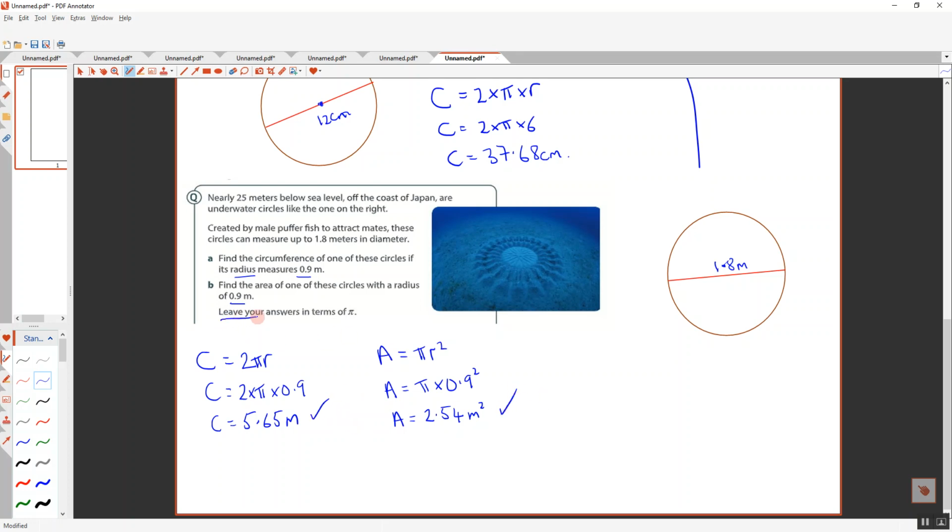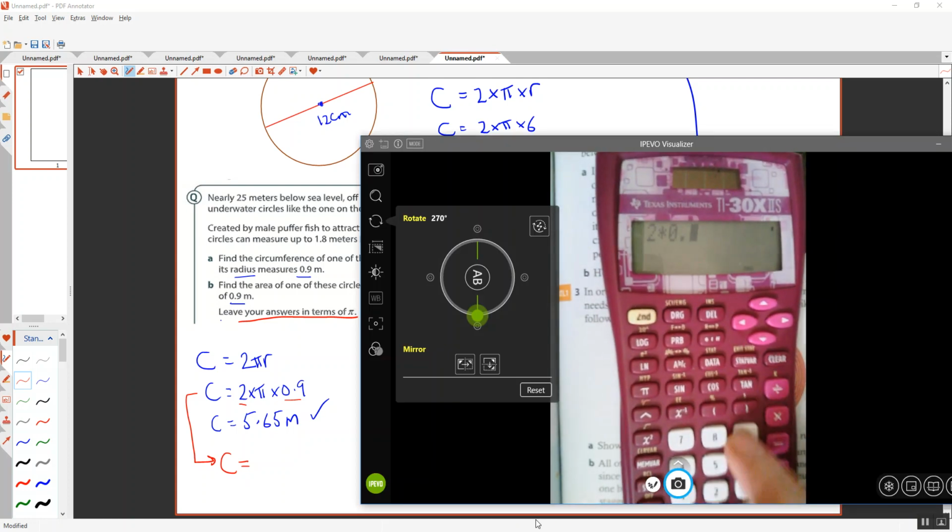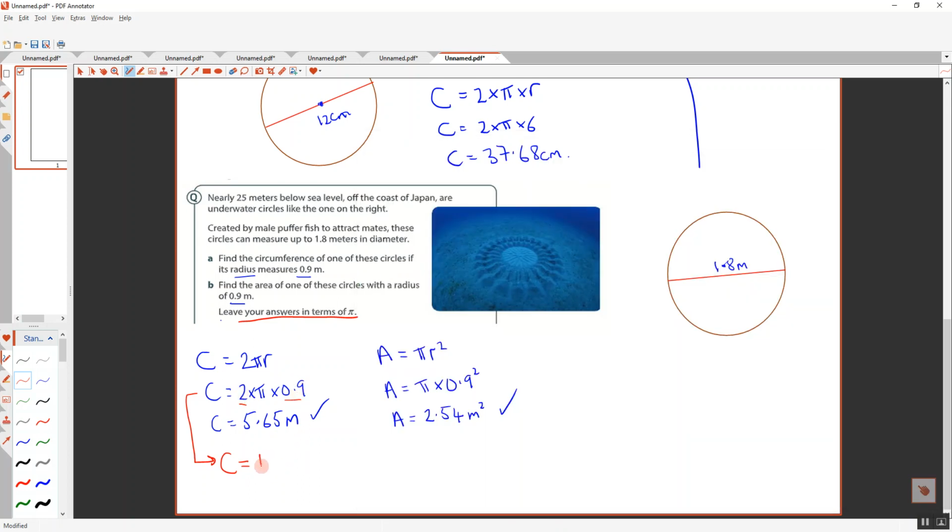But it says leave your answer in terms of pi, which actually makes things a lot easier because we want to have pi in our answer. So if I go from this line, ignore just the calculation part. All I'm going to do is, what is 2 multiplied by 0.9? Well, 2 multiplied by 0.9 is 1.8. And I've still got to multiply it by pi. But it says leave your answer in terms of pi, so that would be my answer.